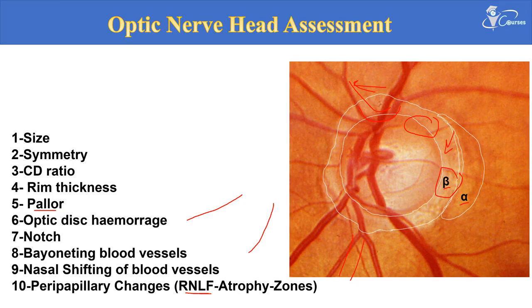So how can we remember which one is close to the optic disc and which one is away from the optic disc? Remember, B for beside and alpha for away. So beta will be beside the optic disc and alpha away from the optic disc.